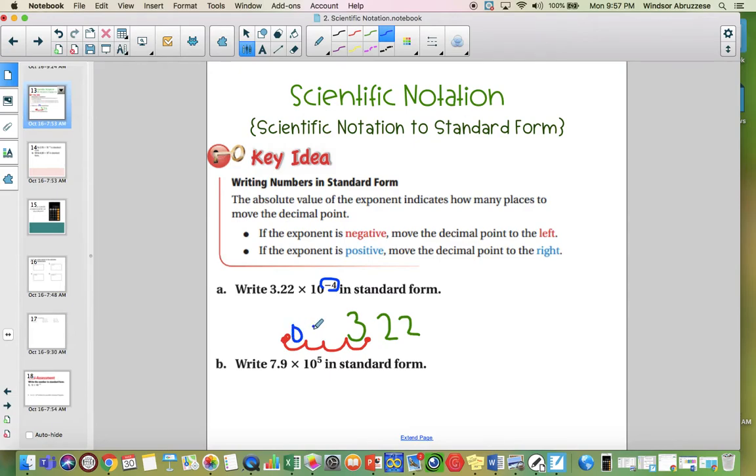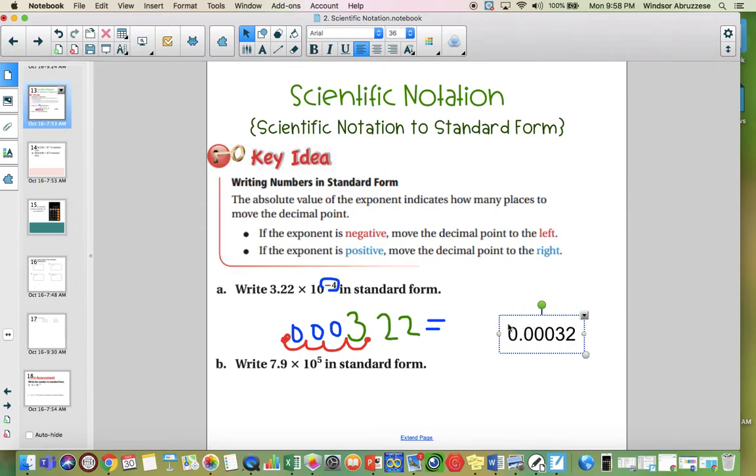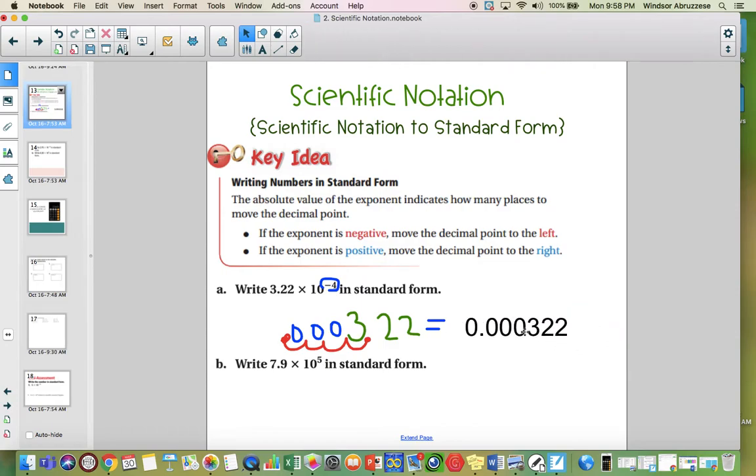And then what should I put in these little loop-de-loops as placeholders? Zeros. 0, 0, 0. Now, you never leave your work like this with the loop-de-loops and your decimals all over the place. You're going to write it again. So my final answer to write this in standard form, I would write 0.000322. Okay, this is equivalent to this, which is equivalent to this in standard form.